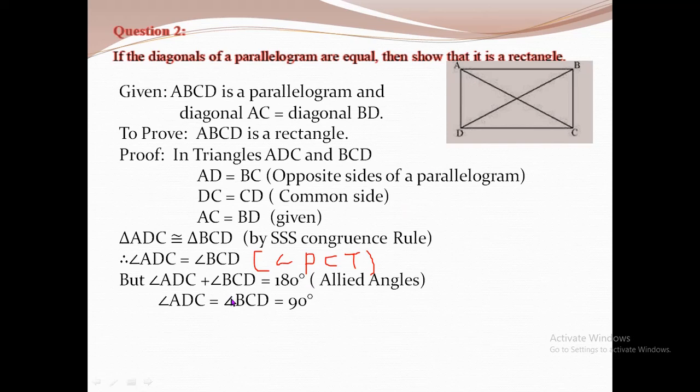Adjacent angles sum to 180 degrees, so here also they are 90 degrees, and opposite angles are 90 degrees. These two angles are equal, and these also are equal because opposite angles are equal. So all four angles, each one, is 90 degrees. Therefore ABCD is a rectangle, it is proved. So children, make a note of this, and we will move on to the next question then.